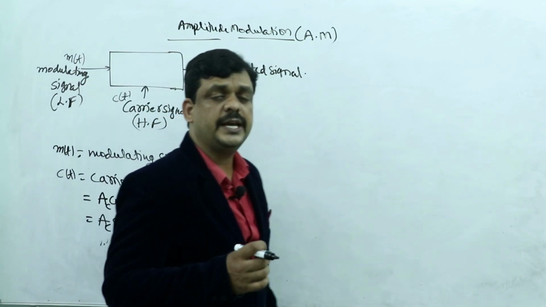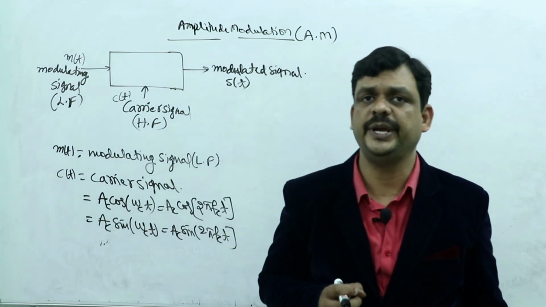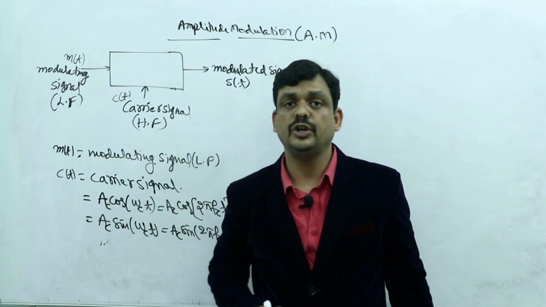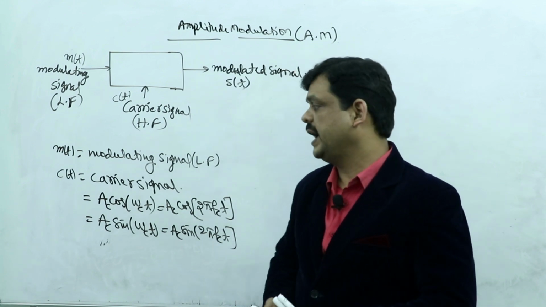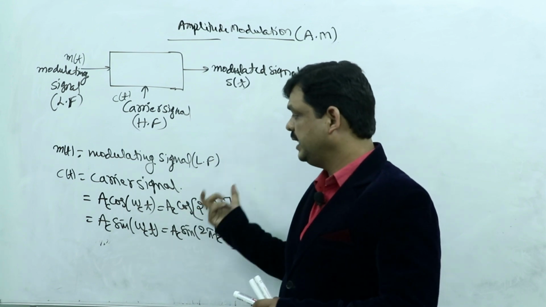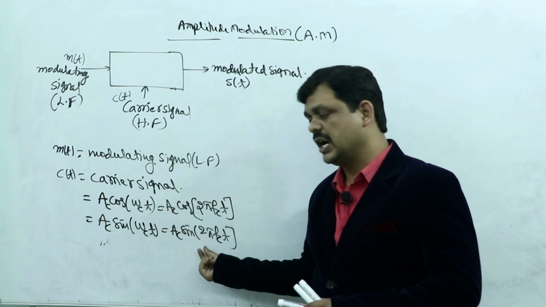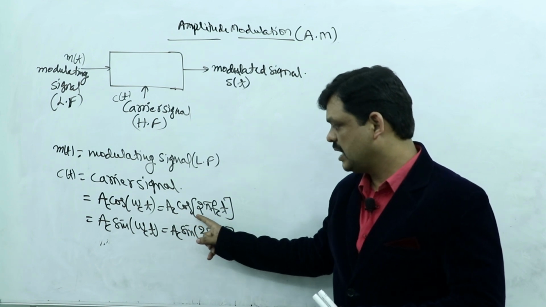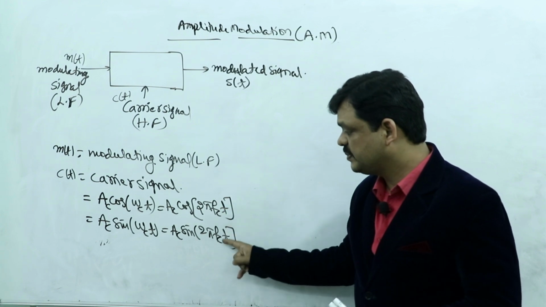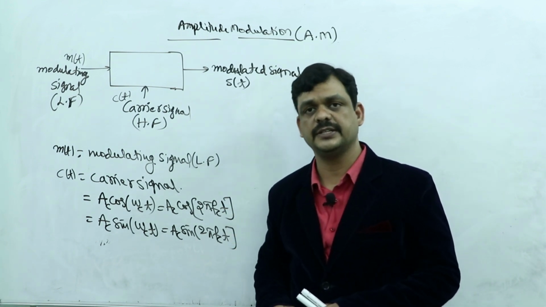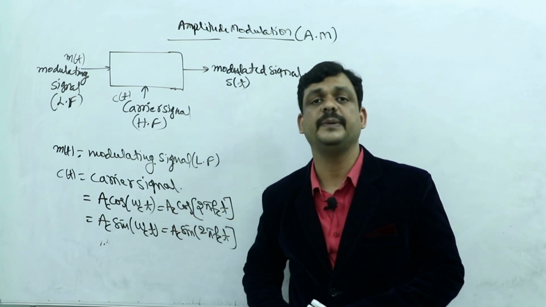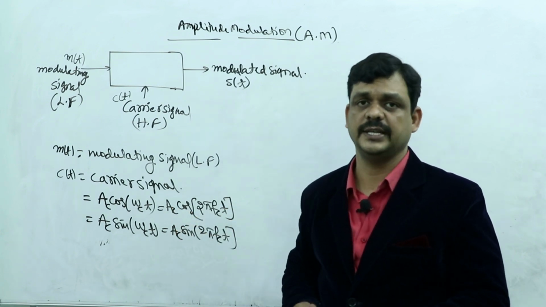The carrier signal should be a continuous wave signal, because amplitude modulation comes under continuous wave modulation. Here the functional representation of the carrier signal is fixed. That equation is either a cos function or a sine function: AC cos of 2 pi fct, AC sine of 2 pi fct. Here fc explains the carrier frequency of the carrier signal, and AC explains the maximum amplitude of the carrier signal.